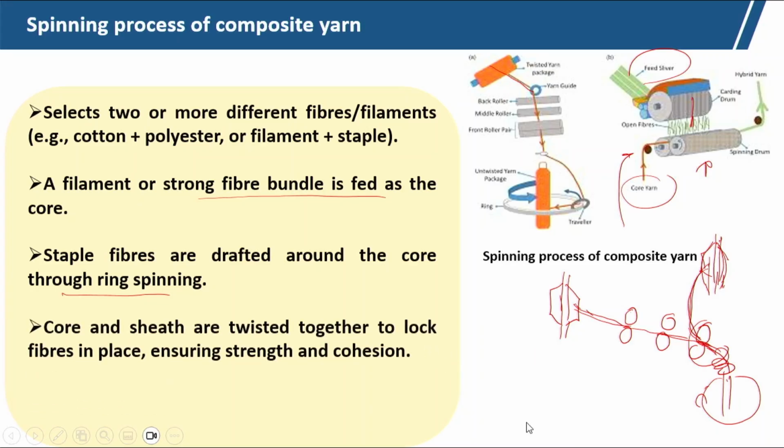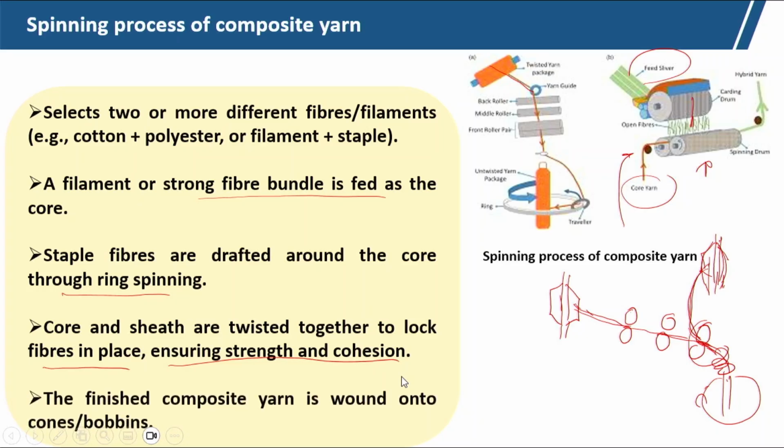Core and sheath are twisted together to lock the fibers in place, ensuring strength and cohesion. Then they are twisted together. The finished composite yarn is wound on a cone and bobbin. So, this is the system of composite yarn production.